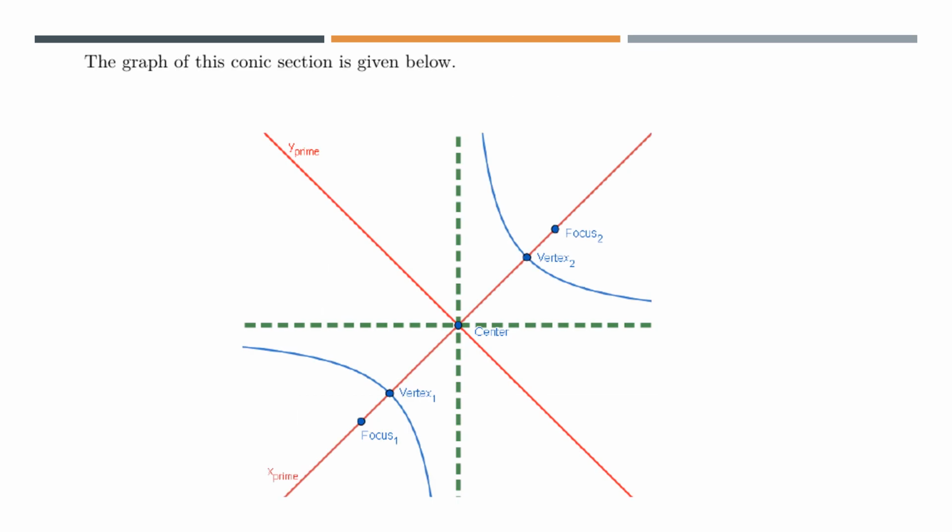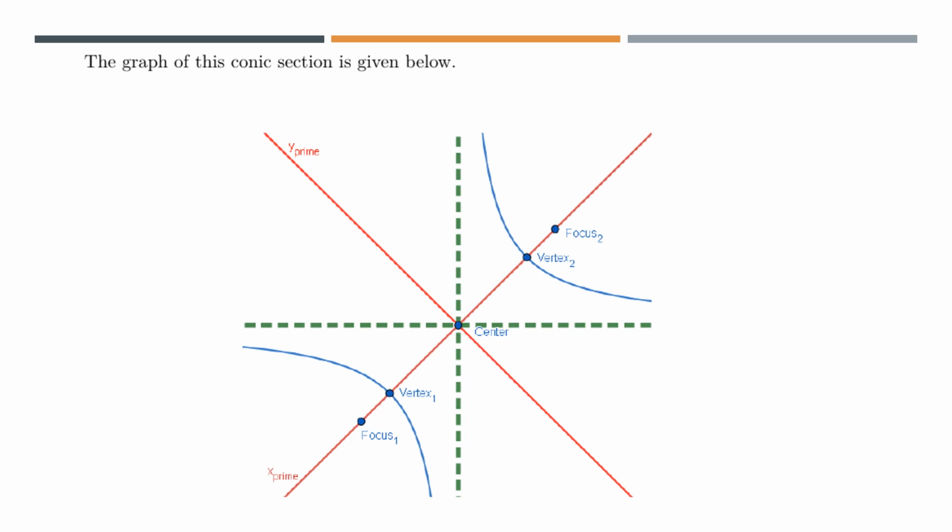And here's a graph of the conic section with the rotated coordinate system. So here we can see that the x prime line and the y prime line, these are in red. These are the new coordinate system. The dashed green lines represent the asymptotes in the new coordinate system. And here we also have the center, the foci, and the vertices labeled as well.